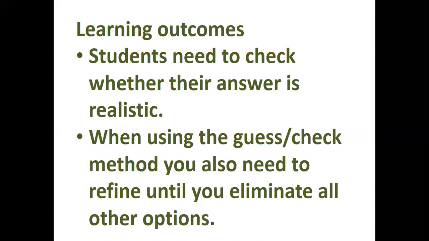So what do we get from that? Well, I would suggest that some learning outcomes that we can have are that students need to check whether their answer is realistic. Right? A decimal answer for the number of shares is not a realistic answer. So they should be going back and looking at that. When they use the guess check method, they also need to eliminate or refine until they eliminate all other options. It's not just guess check, it's guess check, refine.